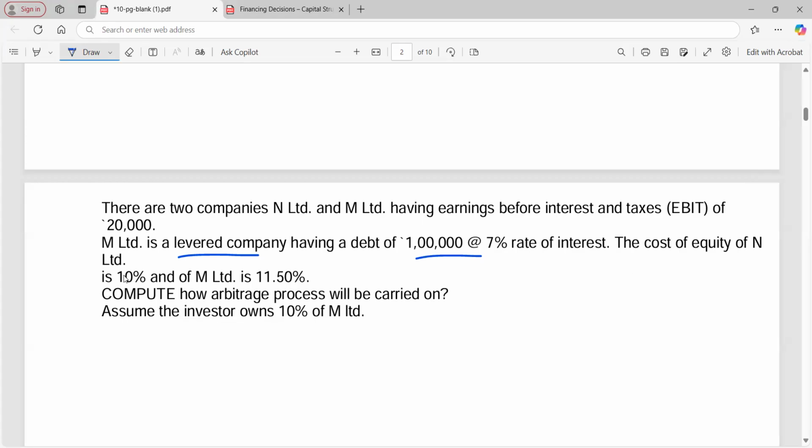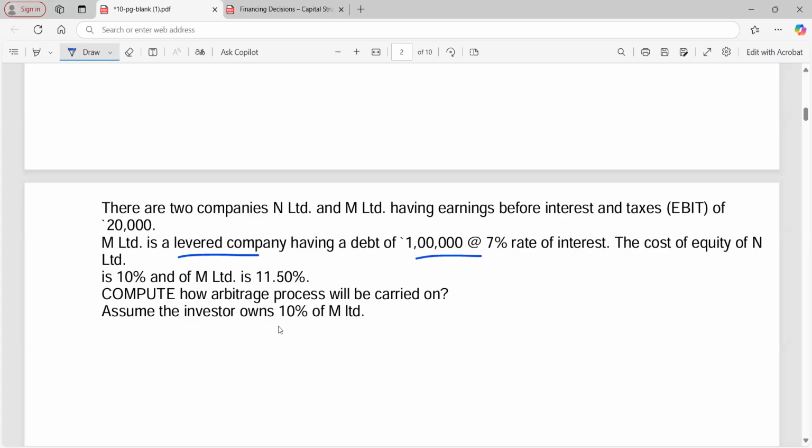The cost of equity of N Limited is given as 10% and the cost of equity for M Limited is given as 11.5%. Why is the cost of equity of M Limited greater than that of N Limited? Because M Limited has some amount of debt in its capital structure. So equity shareholders of M Limited obviously expect a higher rate of return than the equity shareholders of N Limited. That is the reason why the cost of equity for M Limited is greater than the cost of equity of N Limited.